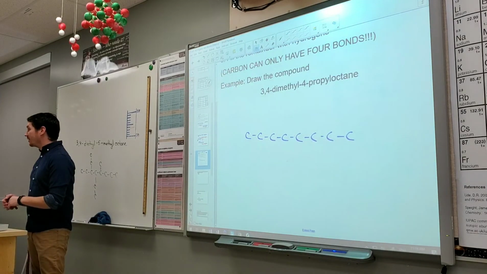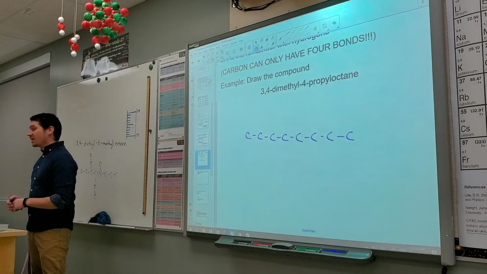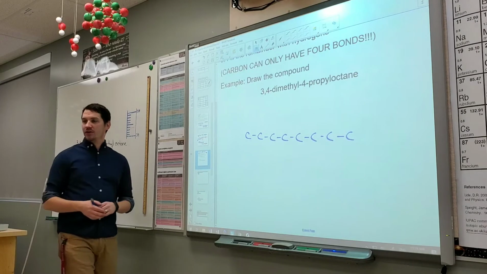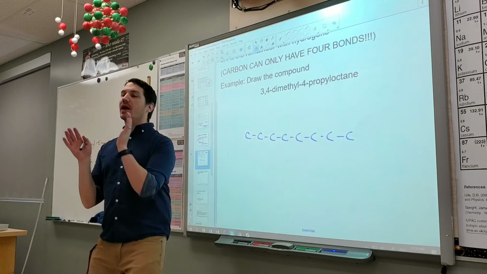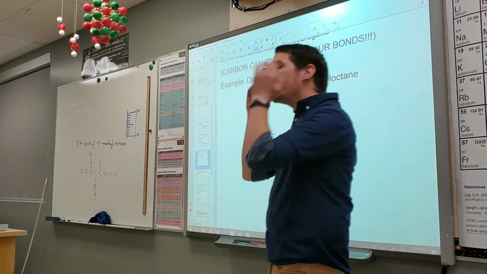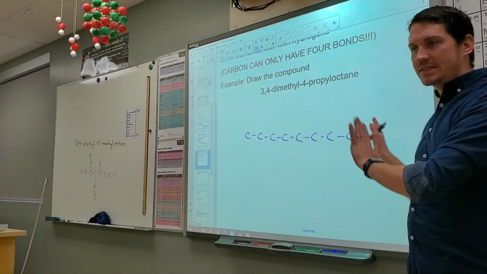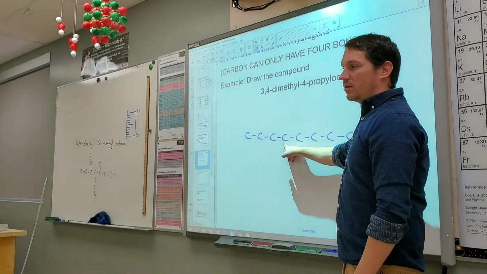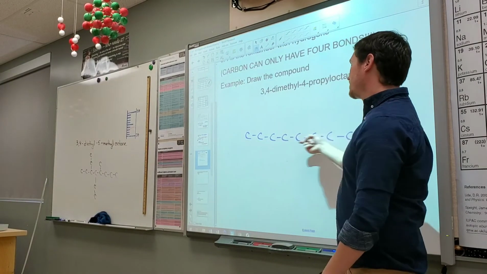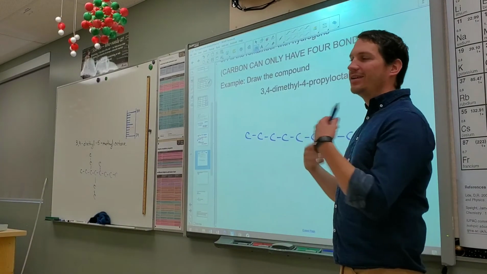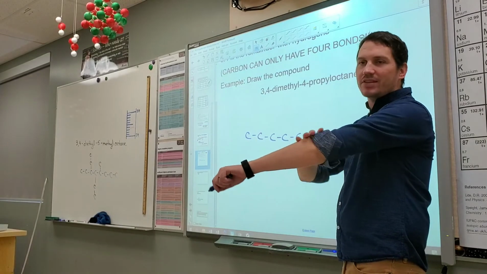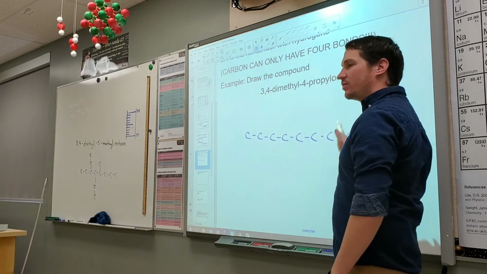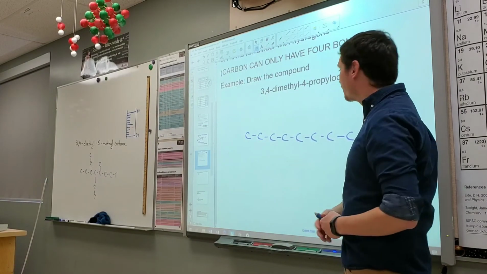It doesn't matter if you number your carbons. By the way, I wouldn't even number them. In my mind I would keep a number attached to it, right? I know that this is the number 4 carbon, or if you're going this way, it's the number 5. But it doesn't matter. Just do the same thing every time. Either always start from the left or always start from the right when you're drawing them.